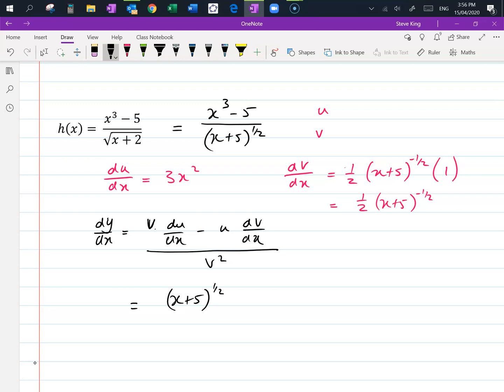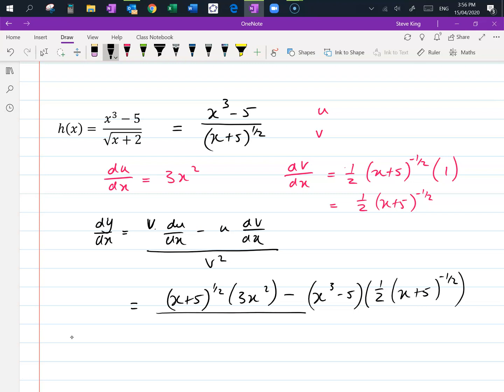So, v, that is x plus 5 to the power of a half. Du dx, we got that as being 3x squared. Minus u, which was x cubed minus 5, and we multiplied that by dv dx, which is going to be a half of x plus 5 to the minus a half. And all of that is going to be over x plus 5 to the half. That's what v is. And I'm going to square that.